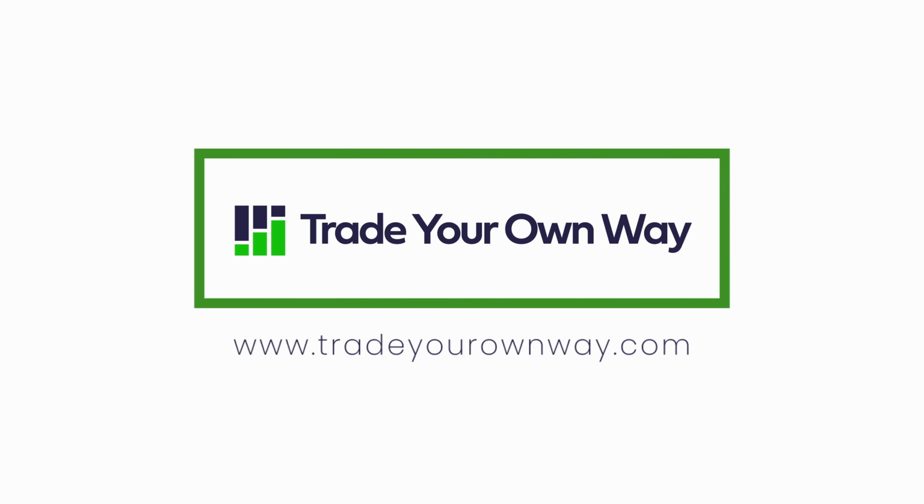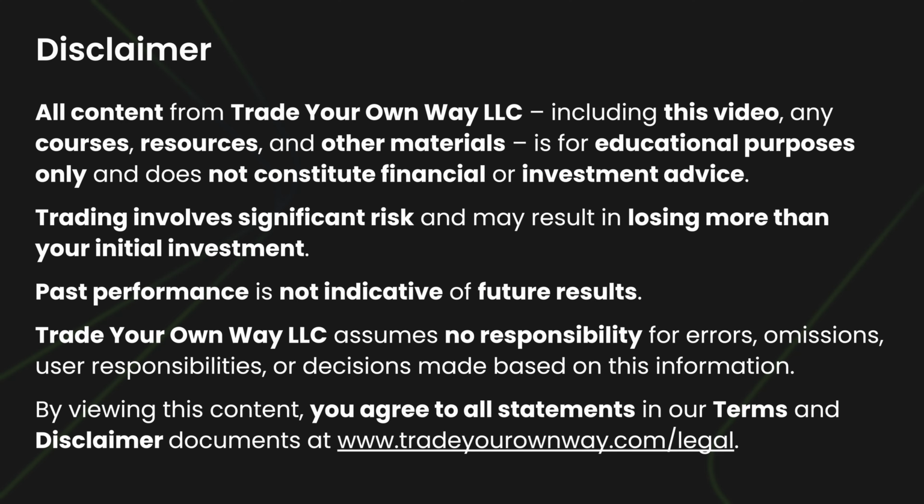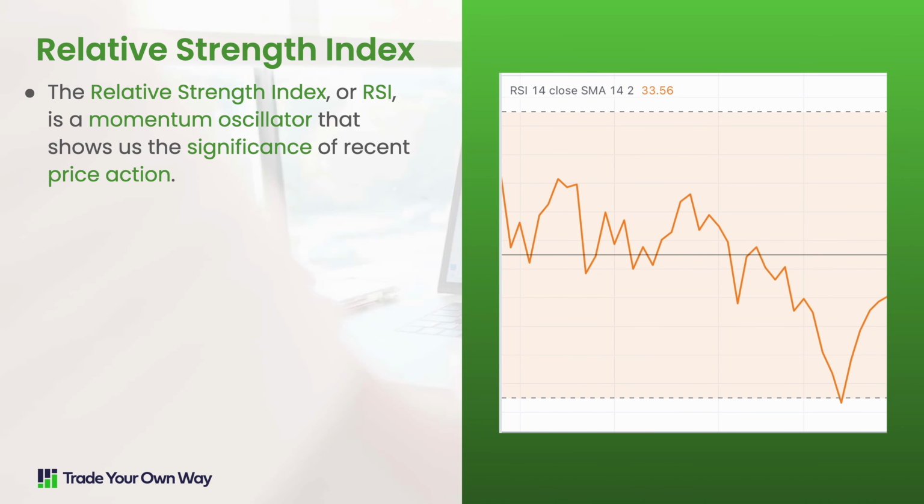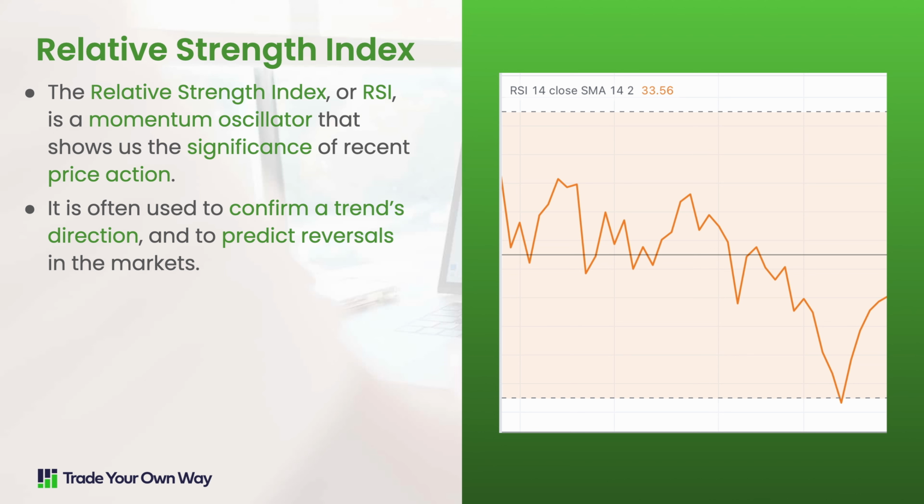Understanding RSI. The Relative Strength Index, or RSI, is a momentum oscillator that shows us the significance of recent price action. It is often used to confirm a trend's direction and to predict reversals in the markets.